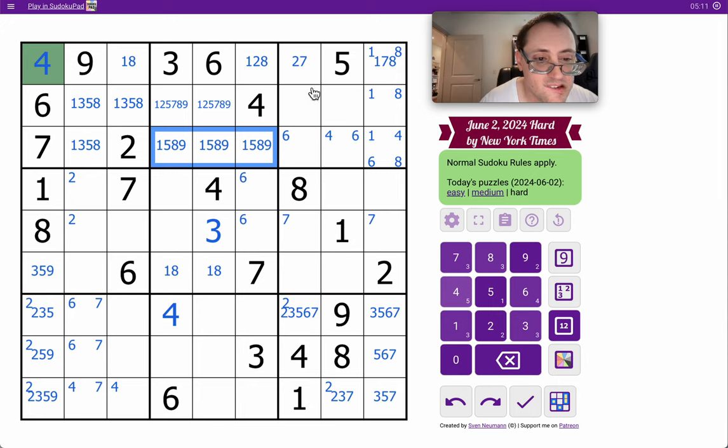But 7 can't be there, it can't be there. 7 in row 1 is in one of two places in box 3. Therefore, one of those two must be 7. Okay. This is going to break down rather quickly, which is annoying.